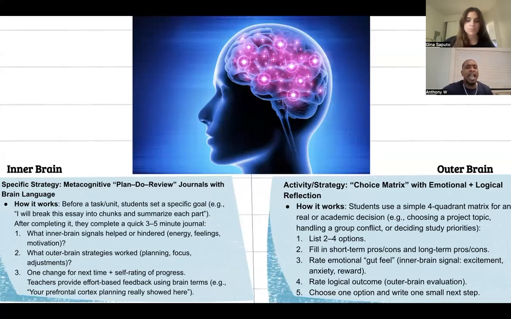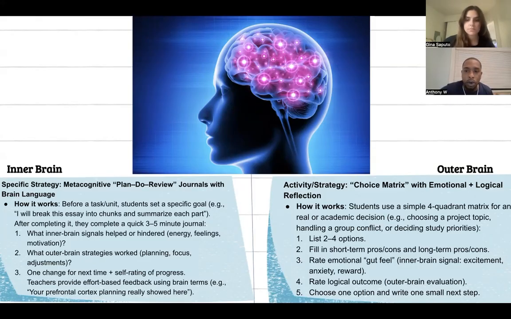Now, our next is the activity. The activity I would use when it comes to impacting our brain. So we have the inner brain. I would go with a specific strategy of plan, do, review. Before a task, a student sets a specific goal, something like, I will break this essay into chunks and summarize each part. After completing it, they complete a 3 to 5 minute quick journal: what inner brain signals, what outer brain strategies, and one change for next time, and a self rating of progress.